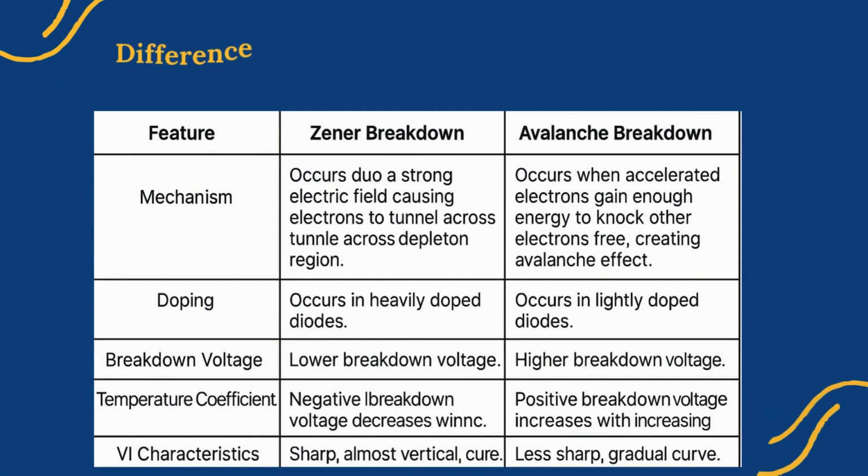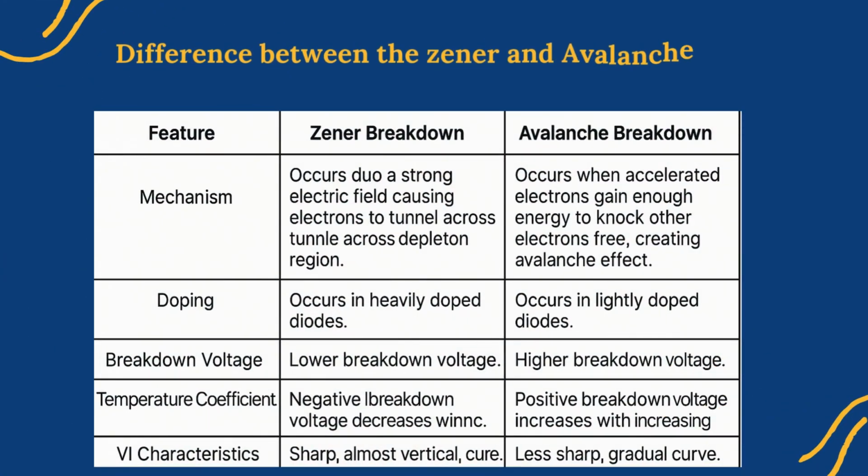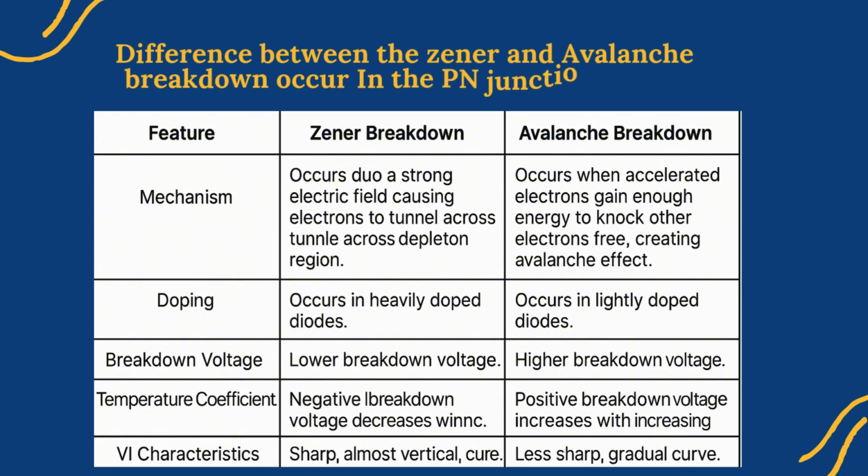Now, this table shows the difference between the Zener and avalanche breakdown that occurs in the PN junction diode. Next, we will discuss the topic of applications of the PN junction diode.